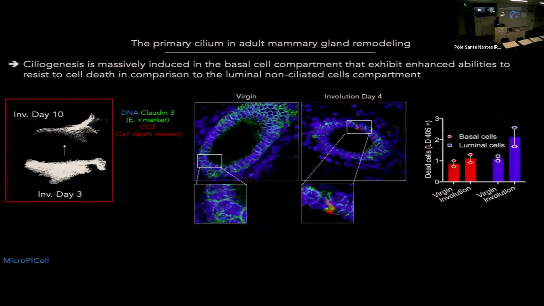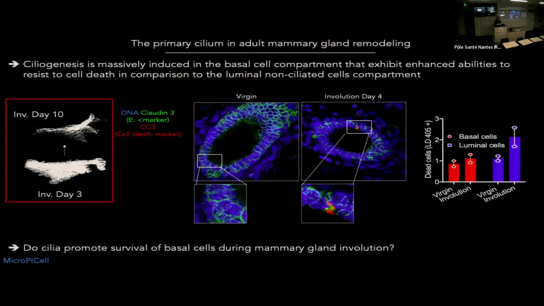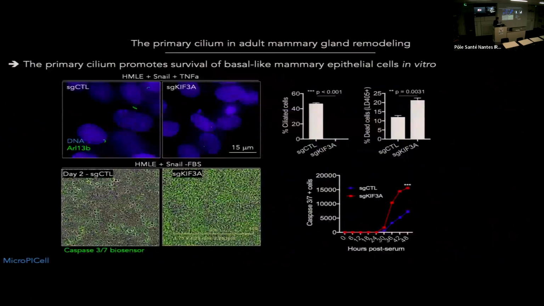However, we observed through FACS quantification that cell death occurs almost exclusively in luminal cells during involution, but not in the basal cells that are ciliated. Then we hypothesized that cilia may promote survival of basal cells during mammary gland involution. I do not have the definite answer for that, but our first results strongly suggest that it is the case. At least the primary cilium promotes survival of mammary epithelial cells in vitro.